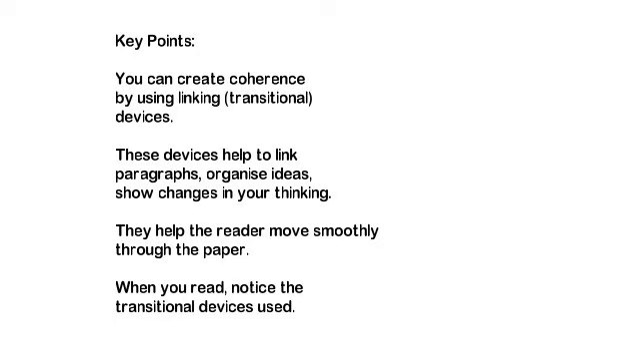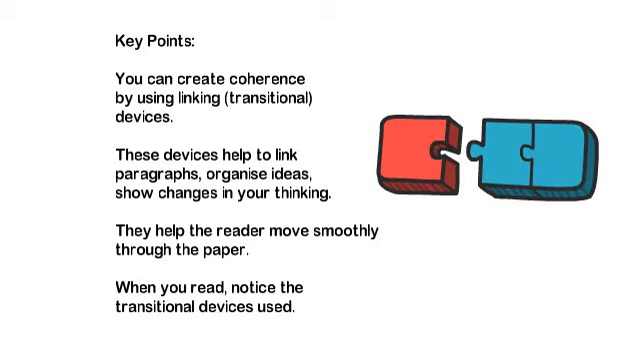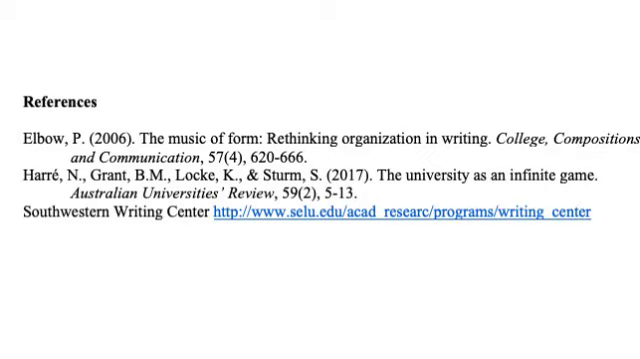Okay, key points from this video. When you're trying to create coherence, this is in the final revision stages, really what you're doing is crafting the paper by using linking devices. These devices help to create flow across paragraphs, to organize ideas, and to show changes in your thinking and to help the reader see those changes. So they really do help the reader move smoothly through the paper. When you read articles yourself, notice the transitional devices used in the papers that you're reading, and then try some of them out in your own work.